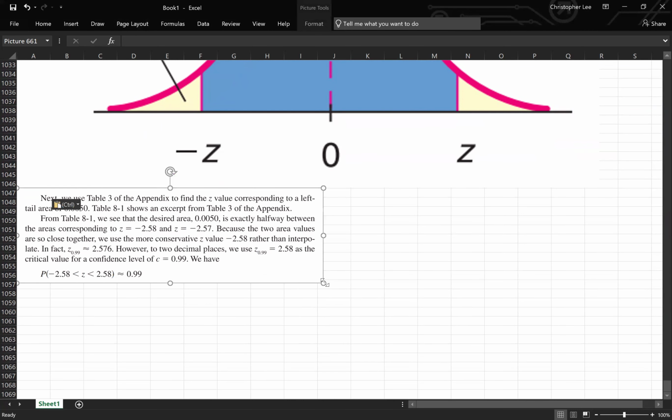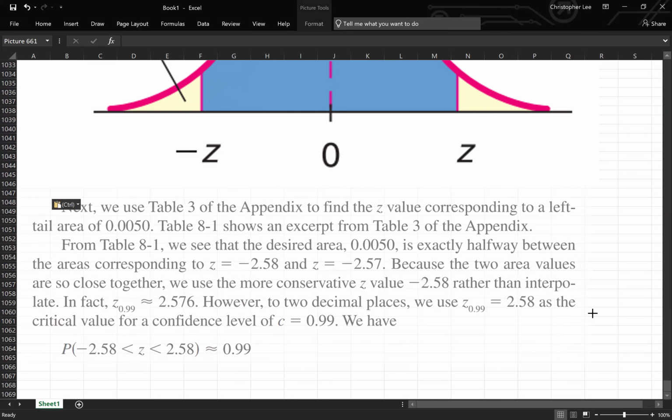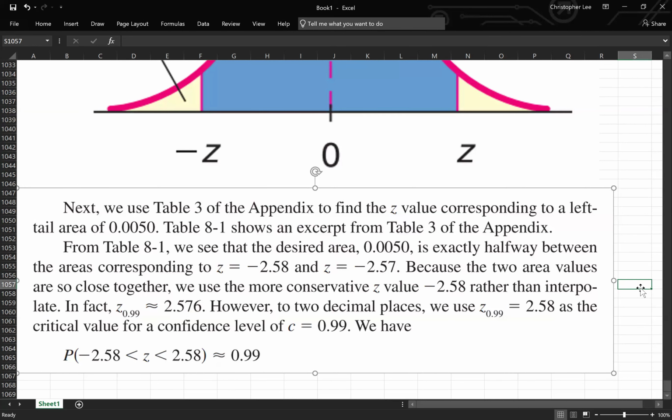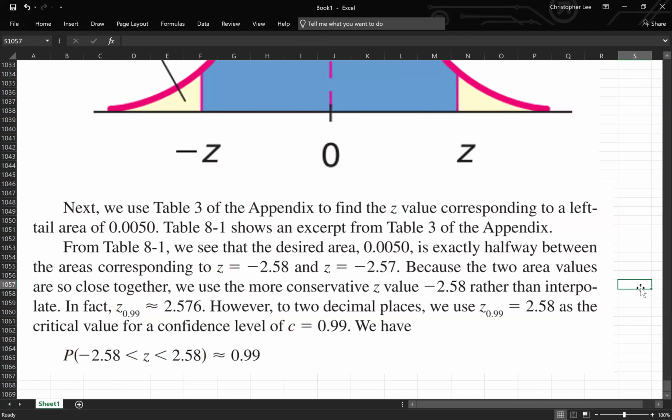And so next, we're going to use a table to find the Z value corresponding to the left tail area of 0.005. So now let's say you don't have the calculator and you want to just do it on the table. That's how to do it right here. We see that the desired area is 0.0050, because remember, the table has 4 decimal places, and it is exactly halfway between the areas.